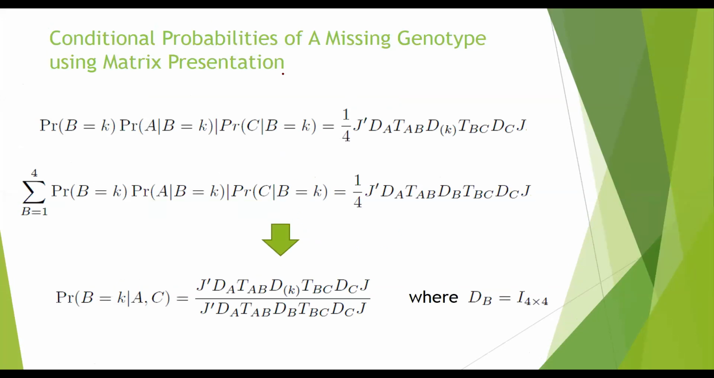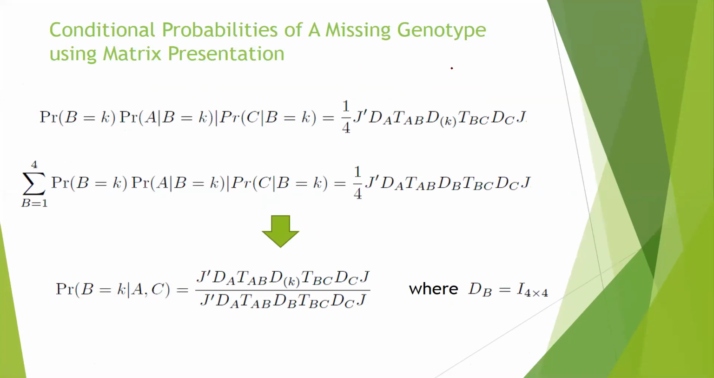Okay, conditional probability of a missing genotype using matrix representation. Now we're dealing with a missing genotype. Suppose, okay, so we still, what happened?